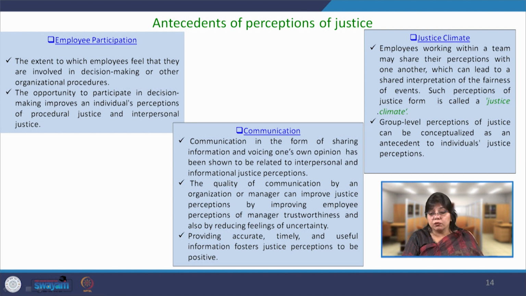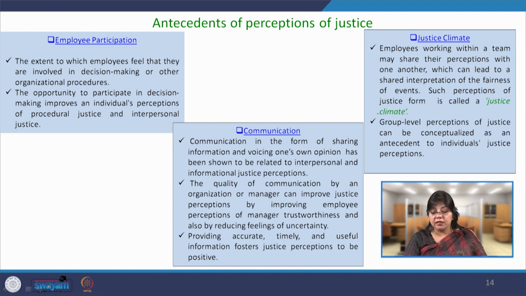That means, when employees work within a team or group, they share their perceptions about the organization with one another, which can lead to a shared interpretation of the fairness of events. When an event has occurred or a decision has been taken, and it is evaluated, shared and interpreted by the group members themselves, then there is a common interpretation about that particular decision, and when it is shared at the group level by every member, it creates a justice climate, a climate of justice. The more the interpretations and perceptions are justified and shared in a positive manner, the more this creates a climate of justice within organizations.